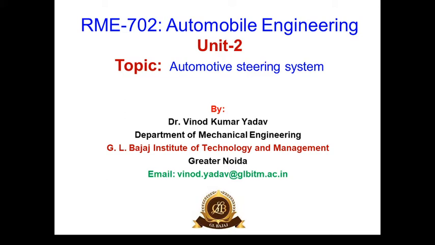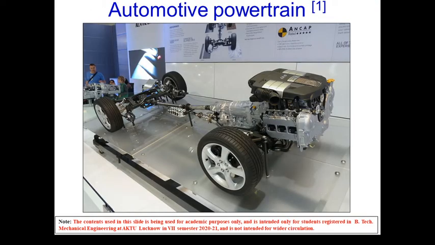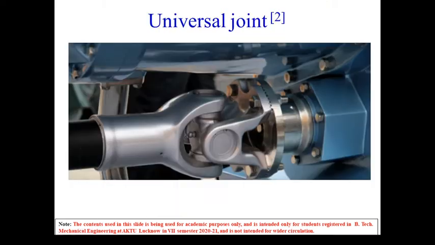Today we'll discuss the automotive steering system. Before starting that, we must look over the powertrain of an automobile. We can see the components of an automobile that include the entire engine system and the transmission system. This has the clutch, gearbox, universal coupling, propeller shaft, other coupling, followed by the rear axle assembly, rear axles, wheels, and this is the differential assembly. So this is the basic automotive powertrain system.